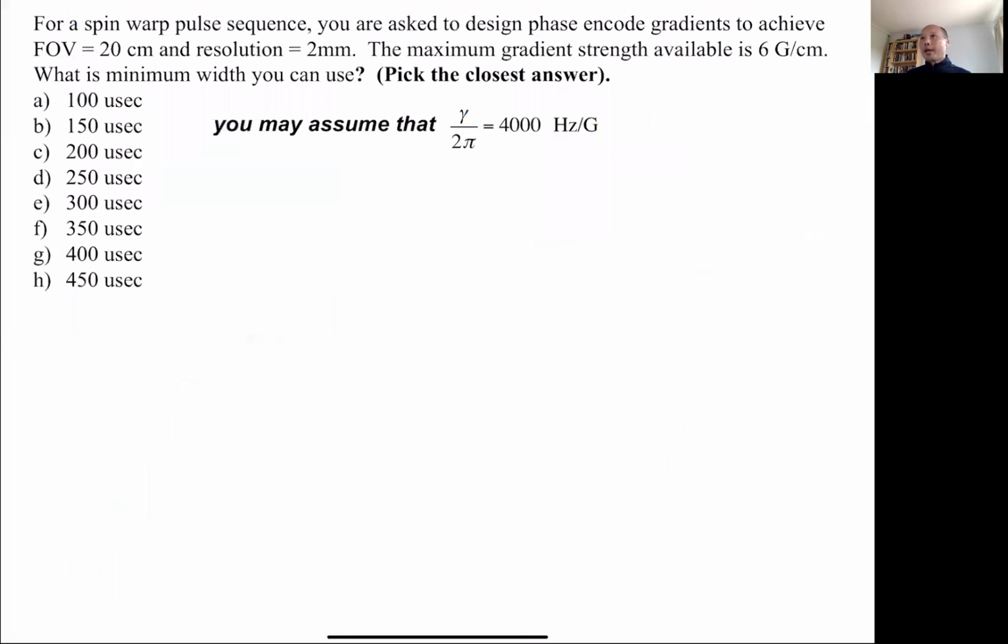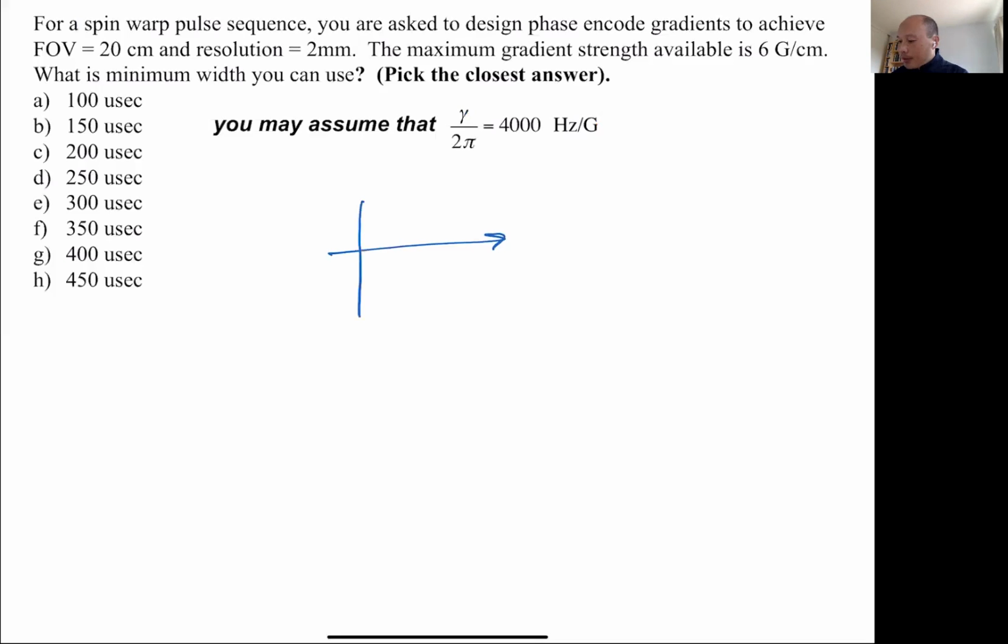So let's do a problem together before I send you to the breakout rooms. For a spin warp pulse sequence, you're asked to design phase encode gradients to achieve FOV equals 20 centimeters and resolution equals 2 millimeters. The maximum gradient strength available is 6 Gauss per centimeter. What is the minimum width you can use?